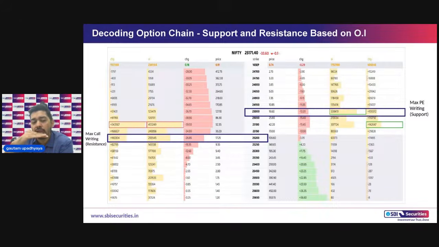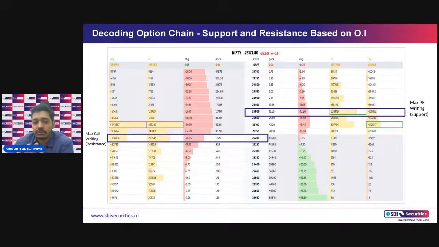The reason I'm calling it resistance is that we are taking this data from the seller's perspective and interpreting it. Whenever there is heavy call writing, you will say that there is resistance at that particular mark, and whenever there is heavy put writing at any particular strike price, you will say that there is support at that particular level.